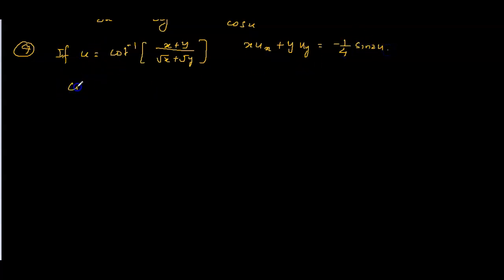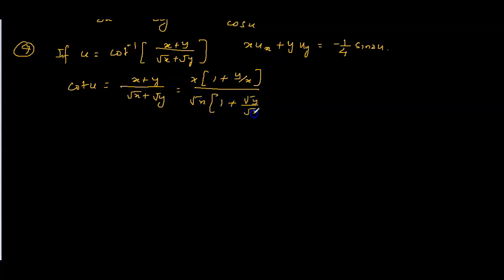So cot u is equal to x plus y divided by root over x plus root over y. Here you can take x common, so we get 1 plus y by x, and in the denominator if we take root x common, 1 plus root y by root x. So this is x to the power 1 minus 1 by 2, which is 1 by 2, times phi of y by x terms. So n is here half.